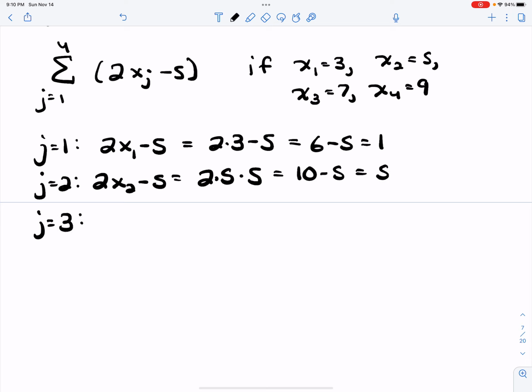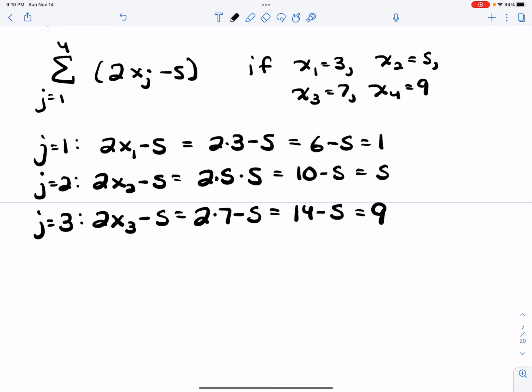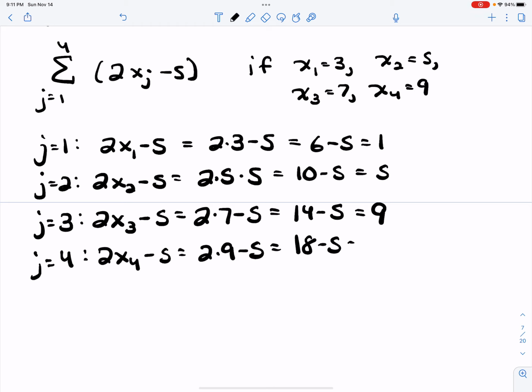j equals 3. 2x sub 3 minus 5. So x sub 3 is 7. 2 times 7 minus 5. So 14 minus 5, which is 9. j equals 4. 2x sub 4 minus 5. So 2 times 9 minus 5. 18 minus 5, which is 13.